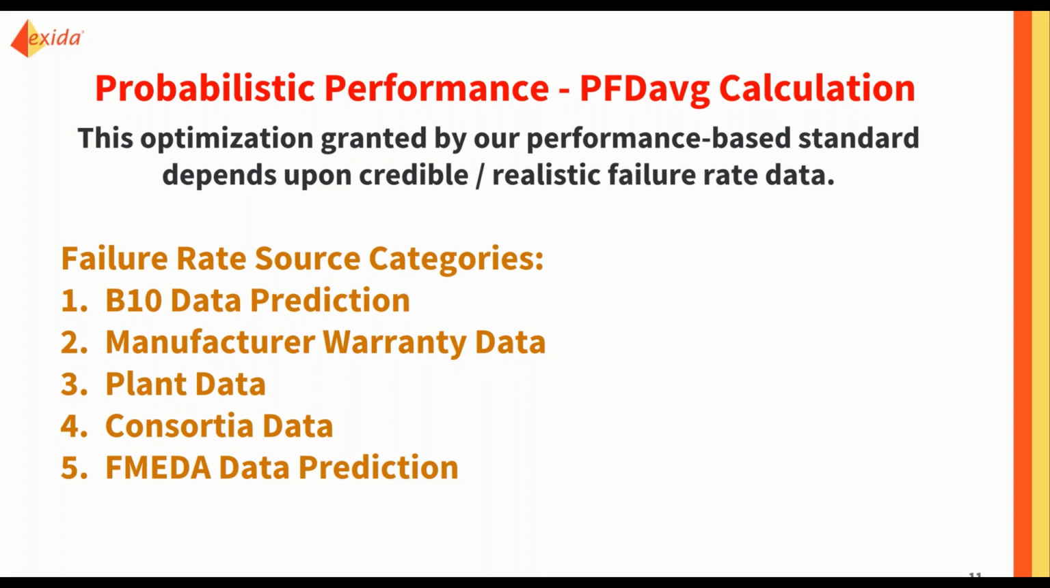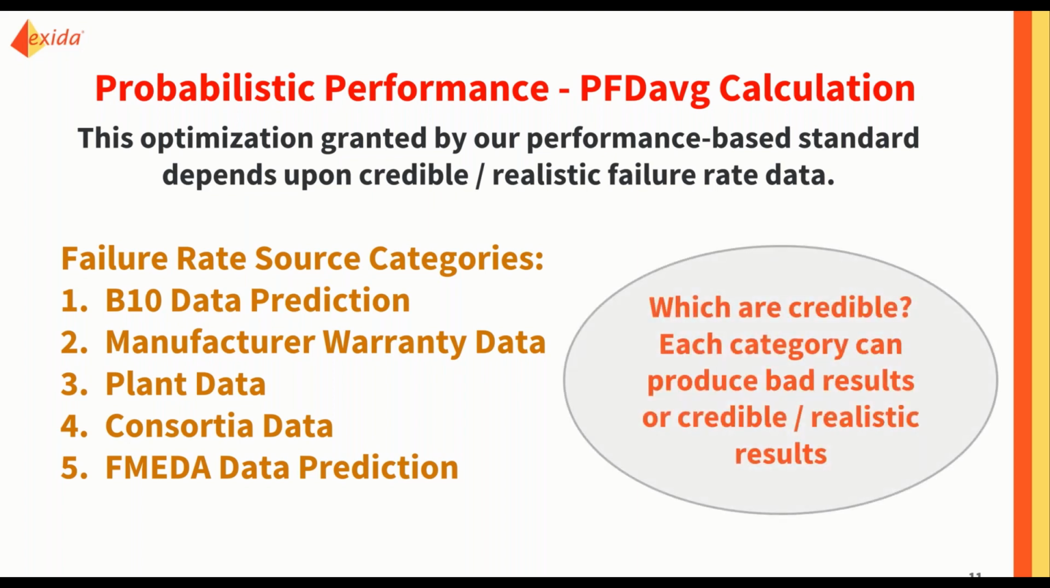Some of them have been around longer than others, but there's the B10 prediction method, the manufacturer's warranty data, which was a key way of doing things decades ago. There's plant data gathered up by particular sites, and consortia data, where particular sites aggregate data to come up with hopefully more accuracy. And there's the FMEDA data prediction method. Any one of these categories can have problems or can produce really credible, realistic results.